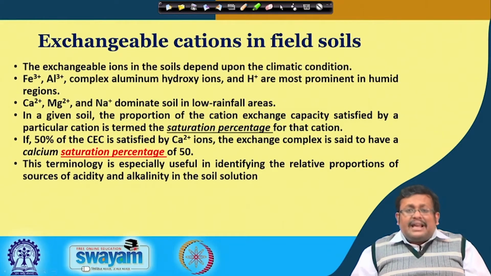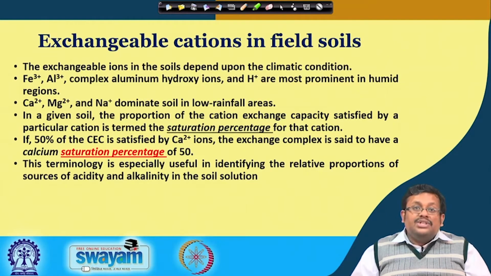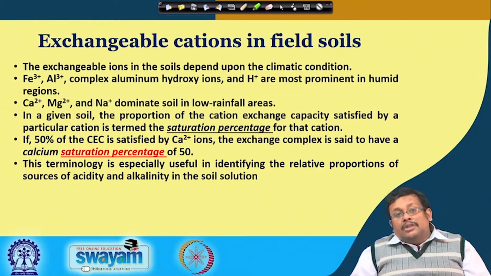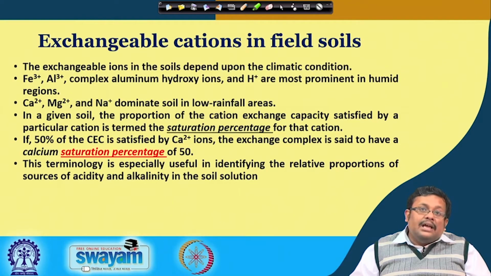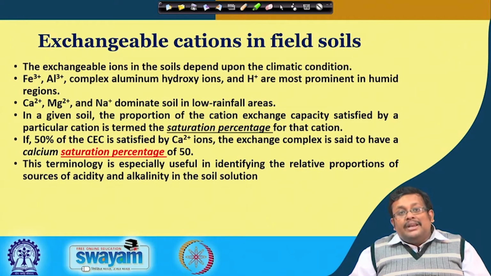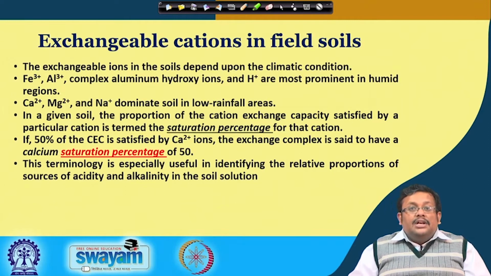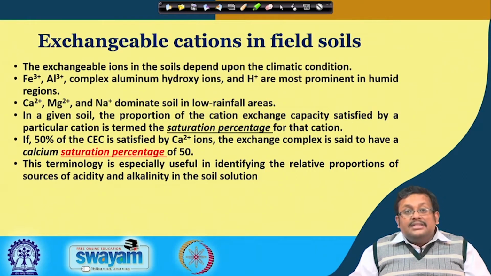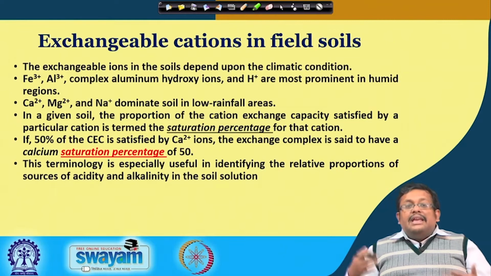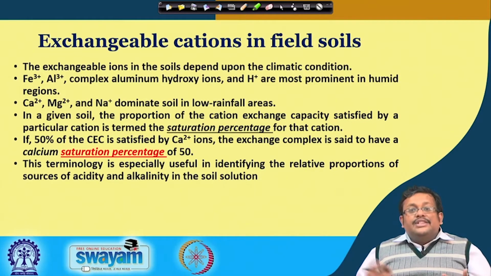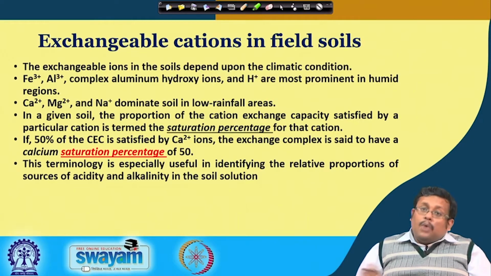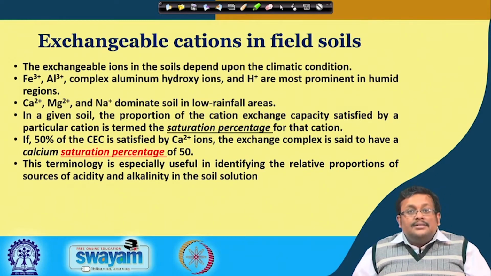Now, exchangeable cations in field soils depend upon the climatic condition. Obviously, iron and aluminum, complex aluminum hydroxy ions and H plus are most prominent in humid regions, and calcium, magnesium and sodium dominate soils in low rainfall areas. In highly leached, warm and humid conditions, there will be formation of oxisols. Why will there be formation of oxisol? Because there will be iron and aluminum oxide dominance.